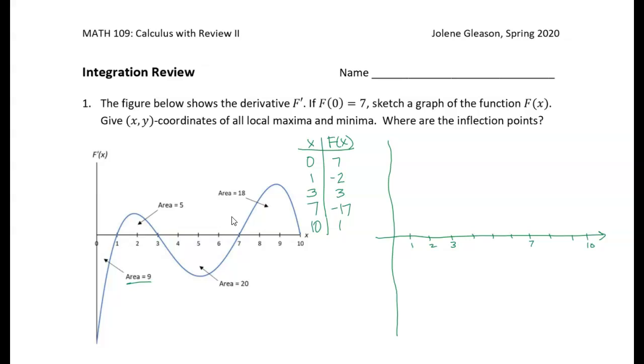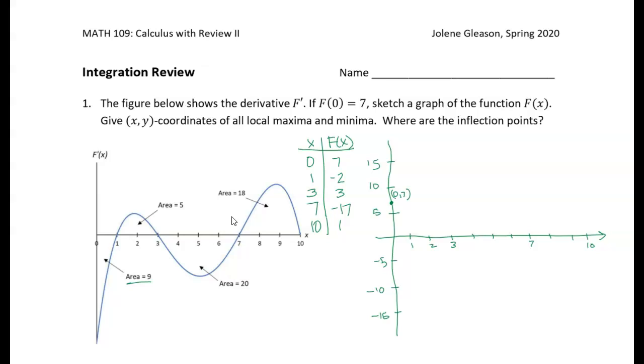And then I need a scale, and it looks like we need to go all the way down to minus 17, and we need to go up to at least 7. So I'm just going to break this into 5. So this is going to be 5, 10, 15, and this will be minus 5, minus 10, and minus 15. Okay. And now we can start sketching the graph. So initially at 0, we're at 7. So let's say 7 is about here. Okay, so that's the point 0, 7.